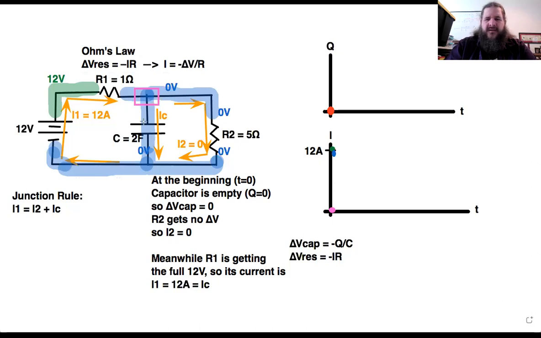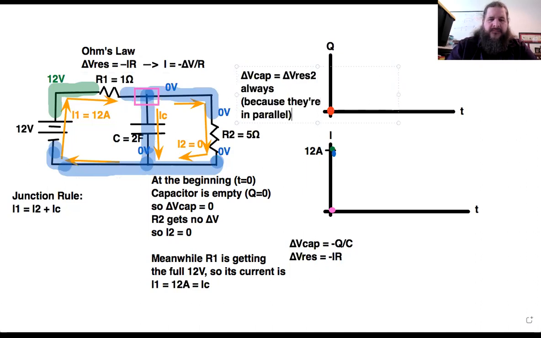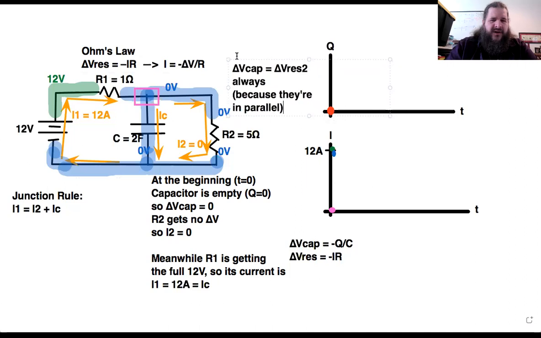And just a question, will the delta V cap equal the delta V R2 because they're in parallel? Yes, the fact that these are in parallel is going to be a useful fact throughout the whole process. No matter what happens here, since the capacitor and R2 are in parallel, we know they have to have the same voltage. Delta V capacitor equals delta V resistor 2 always, because they're in parallel. In this circuit, that is.